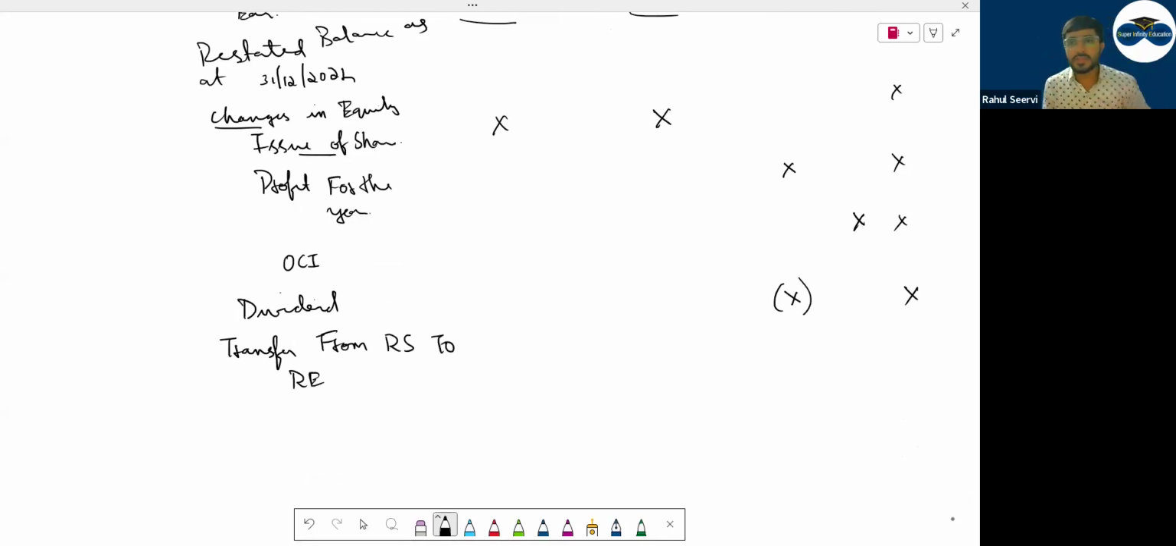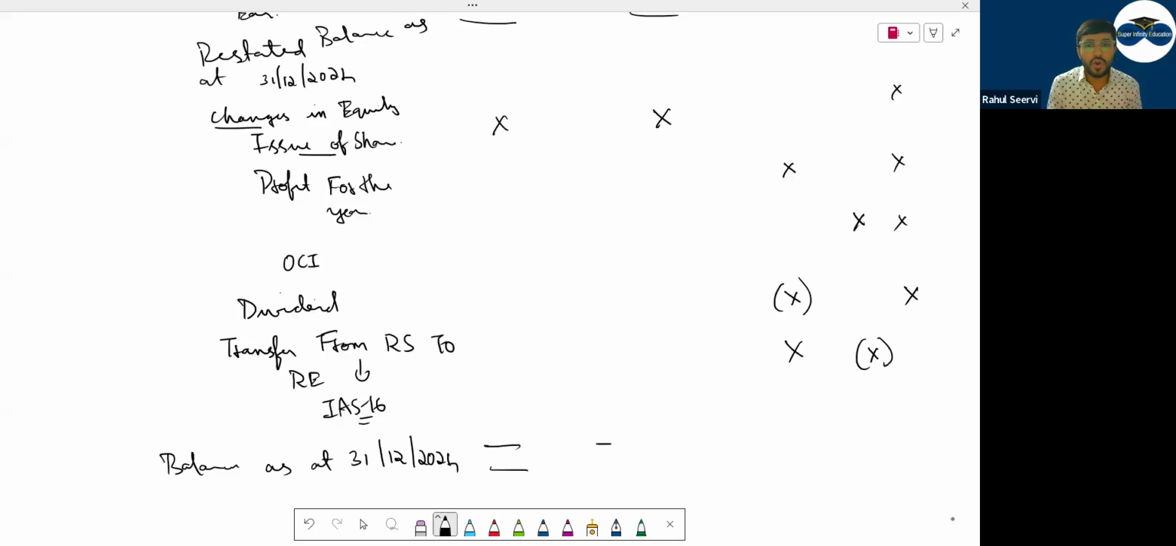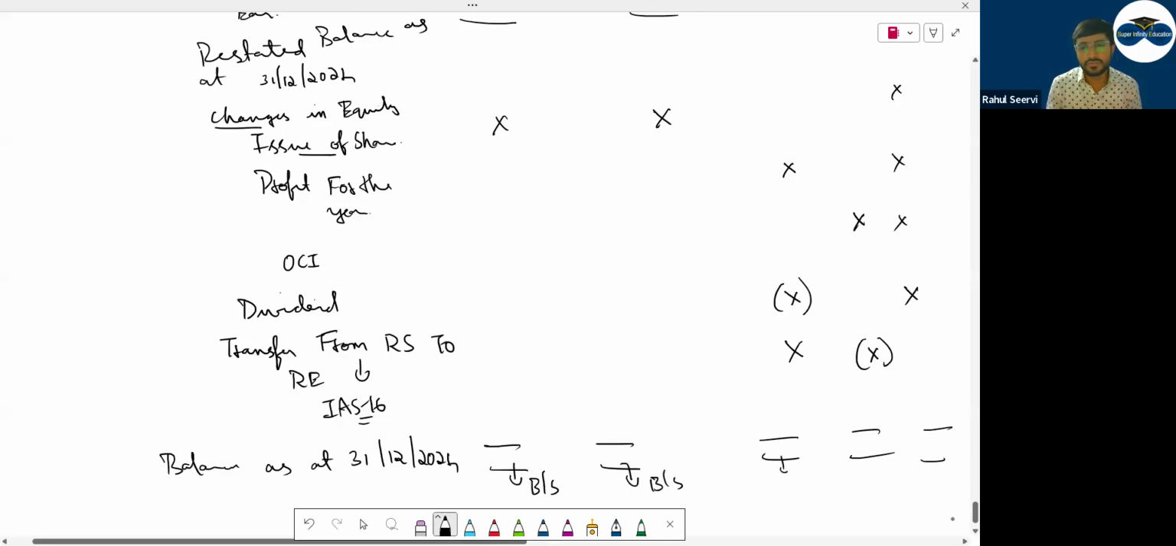From revaluation surplus, which one is revaluation? This one. From this you are taking and you are adding to retained earnings. This again we'll be studying in IAS 16, the concept. So this will create the balance as at 31st December 2024, not March. All these values you will present in your balance sheet. This will not come. This will be the total.